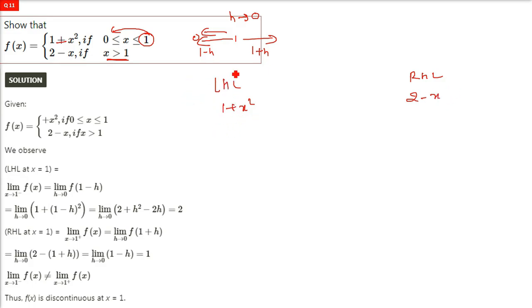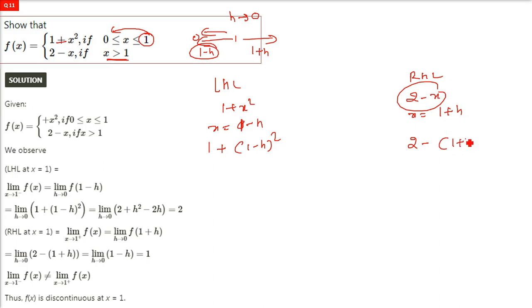And what did I tell you? For the limit, we will use x as 1 minus h in the left hand limit, and for the RHL we will use 1 plus h. Just put it here: 1 plus, in place of x, replace it by 1 minus h whole square. In place of x here, just replace it by 1 plus h. So what will it be? 1 plus a square plus b square minus 2ab. Here 2 minus 1 minus h, so this becomes 2 plus h squared minus 2h. And here we have 2 minus 1 is 1, 1 minus h.